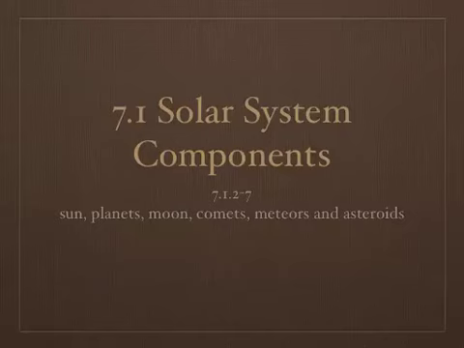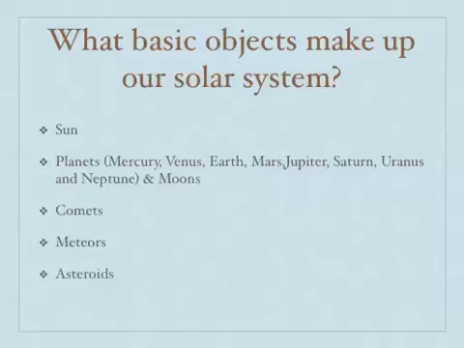This is a lesson on 7.1 Matrix, Solar System Components. Now, what are the basic objects that make up our solar system? We'll start with the Sun. This is the center of our solar system.